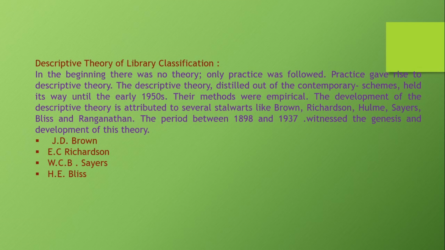H.E. Bliss. Henry Evelyn Bliss devoted his entire active life to the intensive study of the art and the science of classification. In addition to the articles which he contributed in library journals, his theories and principles of classification were expanded in his first work titled Organization of Knowledge and System of Science, 1929.